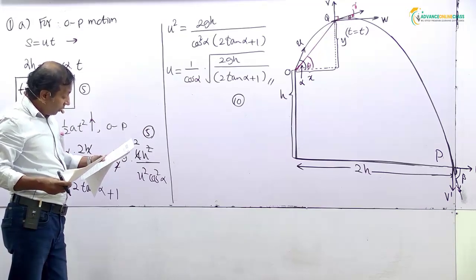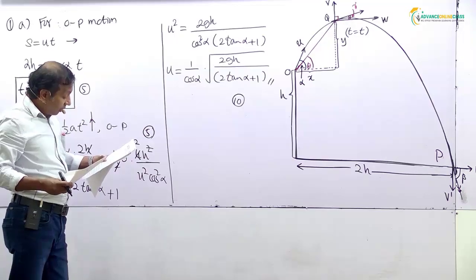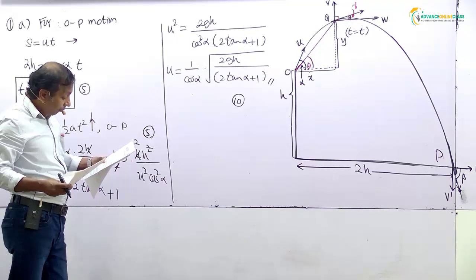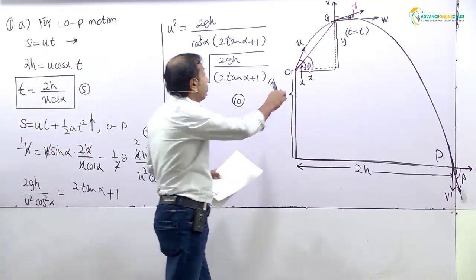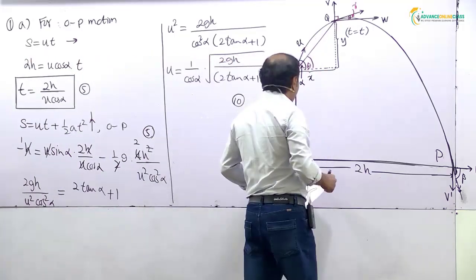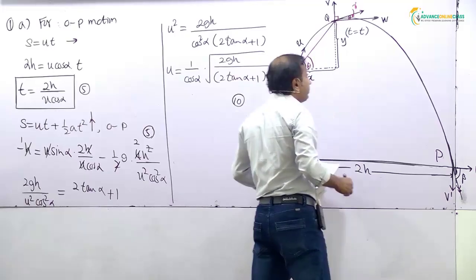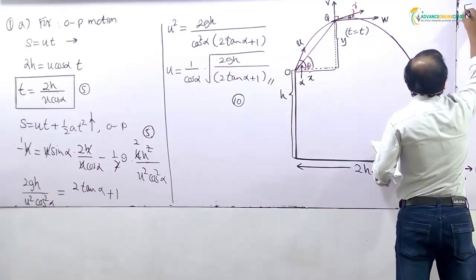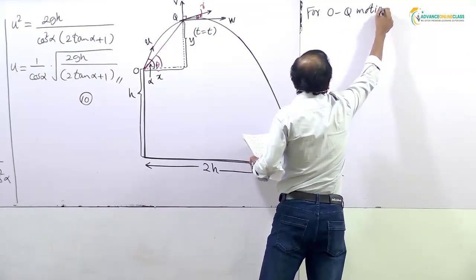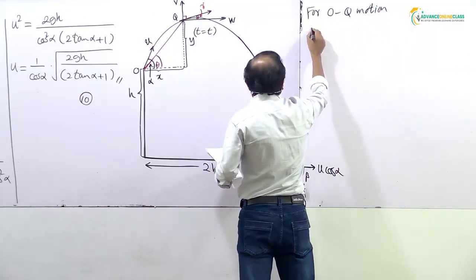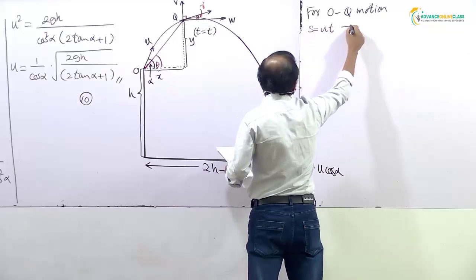If after time t, the angle of elevation of the particle from O is theta, and its direction of motion makes an angle gamma with the horizontal, show that this also. Right. Now we apply for OQ motion. For O to Q motion, we apply S equals UT rightward.